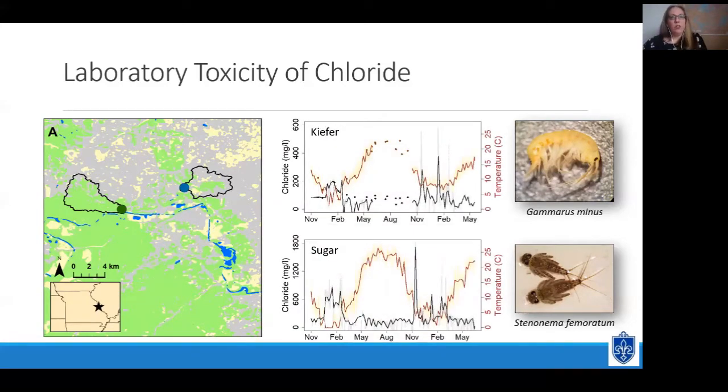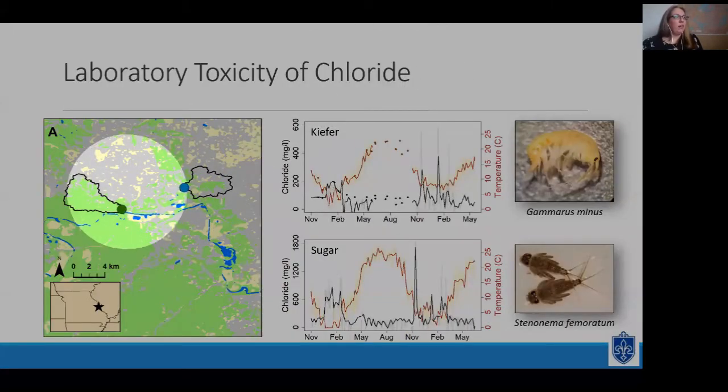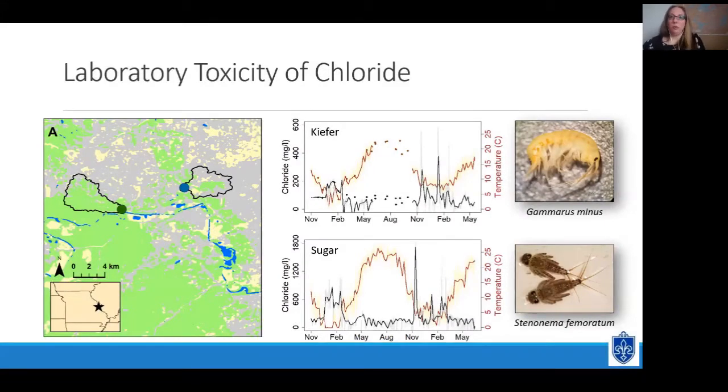So these two figures in the middle show temperature and chloride in the two source streams between November of 2017 and June of 2019. Chloride concentrations, shown in black, are at or below 100 milligrams per liter for much of the summer, but do have some spikes in the winter as a result of de-icing with road salt. Kiefer Creek has a much smaller set of chloride spikes, and that's partly due to the fact that the watershed is mostly forested, and that's demonstrated by the green. Meanwhile, Sugar Creek has higher spikes, and that watershed has a lot more urban development, as shown with gray in that map.